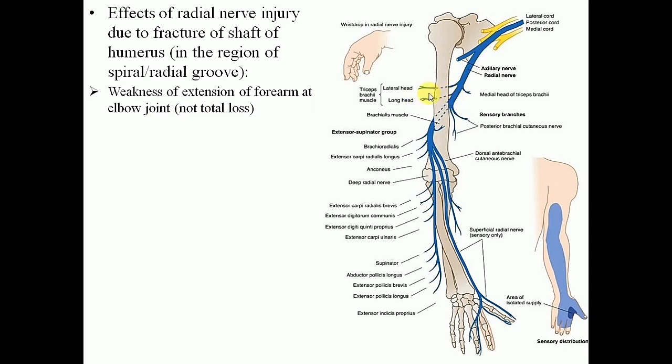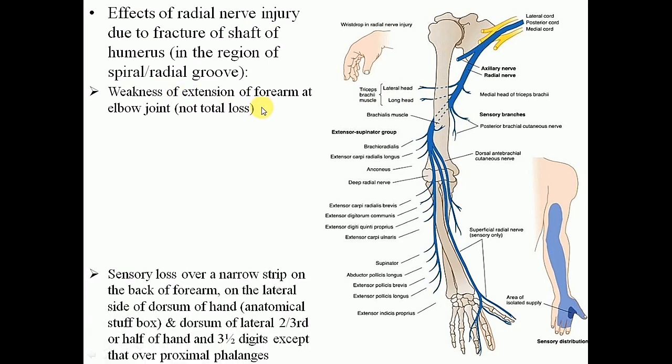So what are the effects of radial nerve injury due to fracture of the shaft of humerus in the region of radial or spiral groove? There is weakness of extension of the forearm at the elbow joint. Not the total loss, because as we have seen, the main extensor of the elbow is the triceps brachii muscle, and we have already seen that the branches to the long head and the medial head are already given above the spiral groove, whereas within the spiral groove the medial and lateral head will be supplied. So there is a part of triceps muscle which will escape paralysis. So there is not total loss but weakness of the extension of the elbow.